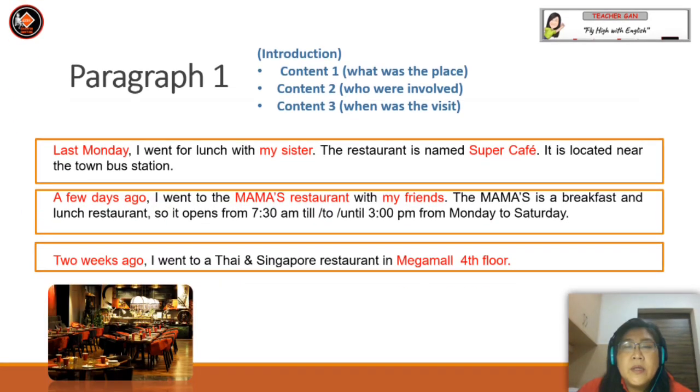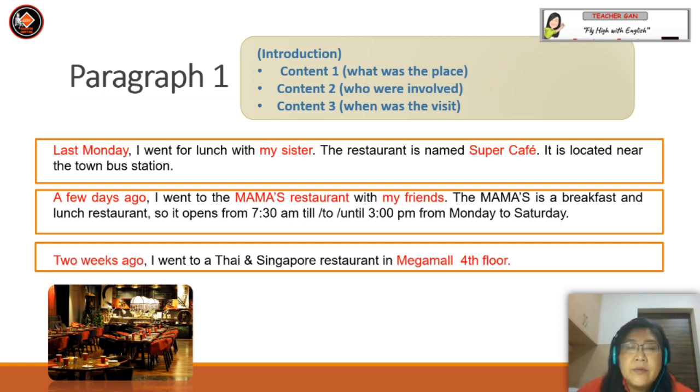And for paragraph 1, these are the examples. So remember, we are writing what, who, and when. So the first example is, you can write, last Monday I went for lunch with my sister. The restaurant is named Super Cafe. It is located near the town bus station.